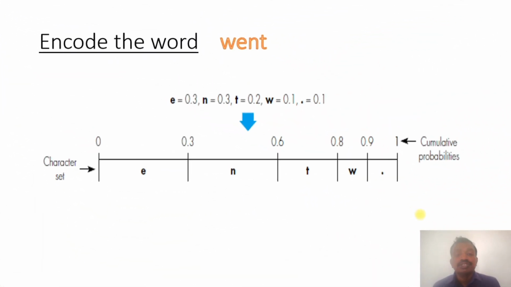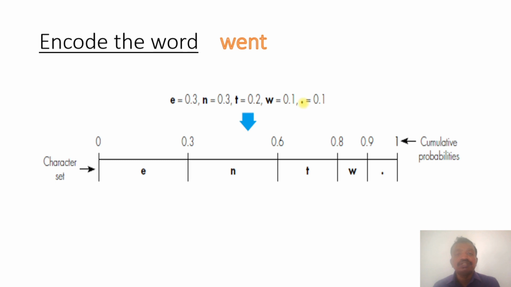So now I am going to discuss this arithmetic coding by using a problem in which the source consists of 5 symbols. Then I am going to discuss how the entire word is encoded and how it is decoded at the receiver side. Consider a source that consists of five symbols: E with a probability of 0.3, N with a probability of 0.3, T with a probability of 0.2, W with a probability of 0.1, and dot with a probability of 0.1. Here dot is considered as the end of the word character.